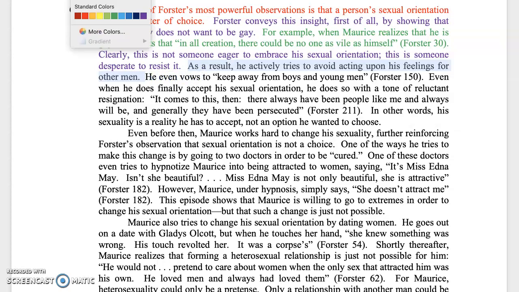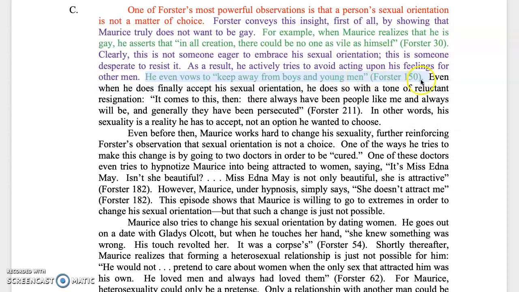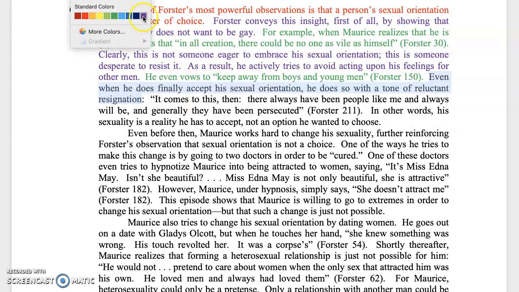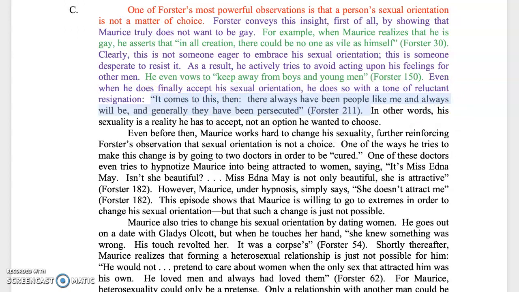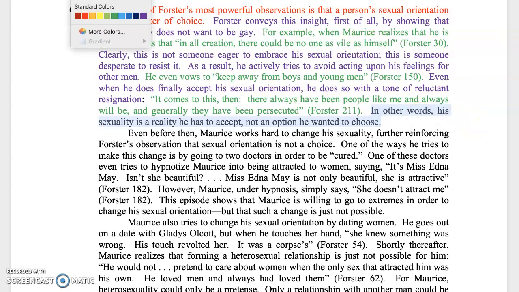All right. We have in the next sentence some framework analysis, some preview analysis saying that Maurice is trying to avoid acting upon his feelings, and then we have a quote that shows him doing that. And then we have another piece of framework analysis here saying even when he accepts his orientation, he does so reluctantly. And then we have a quote that shows him being very reluctant and resigned even as he accepts his orientation. And then we have a little recap of the topic sentence, which you don't have to have, but sometimes if you want to bring people back to the point, you can do that.